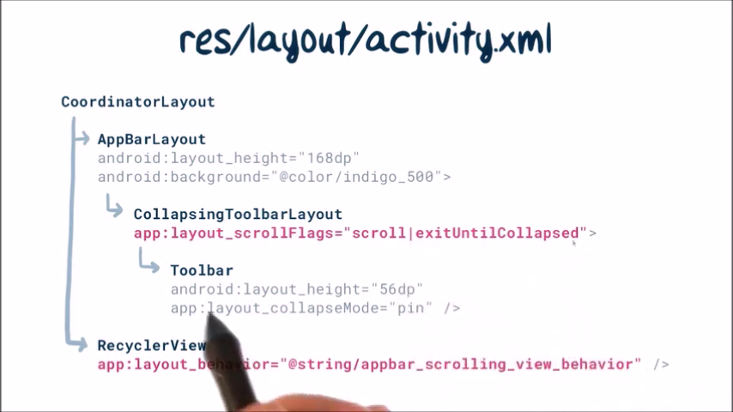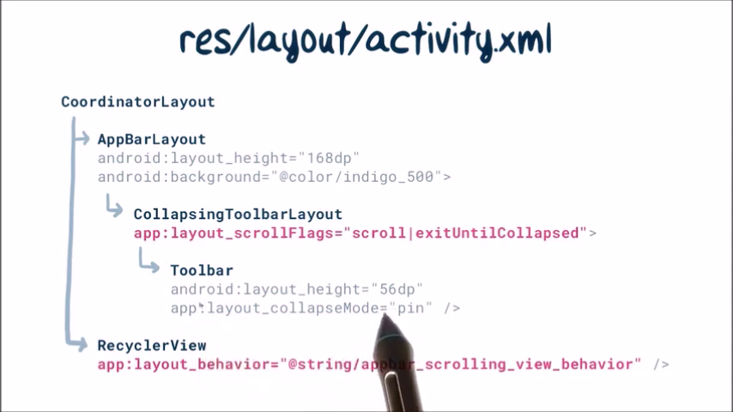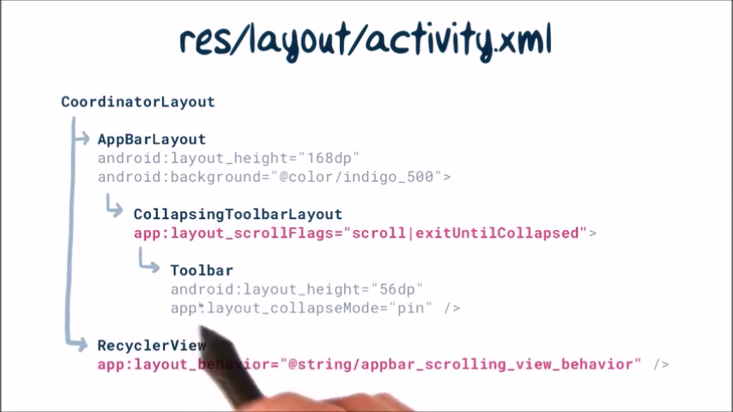Inside that, we'll place our toolbar widget and give it the smaller height we want to collapse to, the 56 dips. Note that the collapsing toolbar layout will be responsible for drawing the title. The toolbar widget here is only responsible for drawing the icons. Finally, the other widget here will be a recycler view, which uses a special predefined layout behavior that triggers app bar scrolling when the recycler view is scrolled. The Android Design Support library does all the rest.